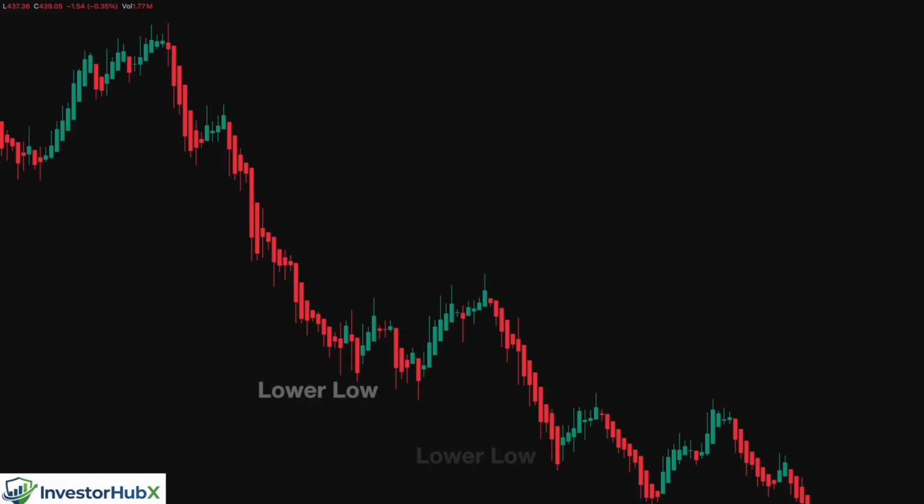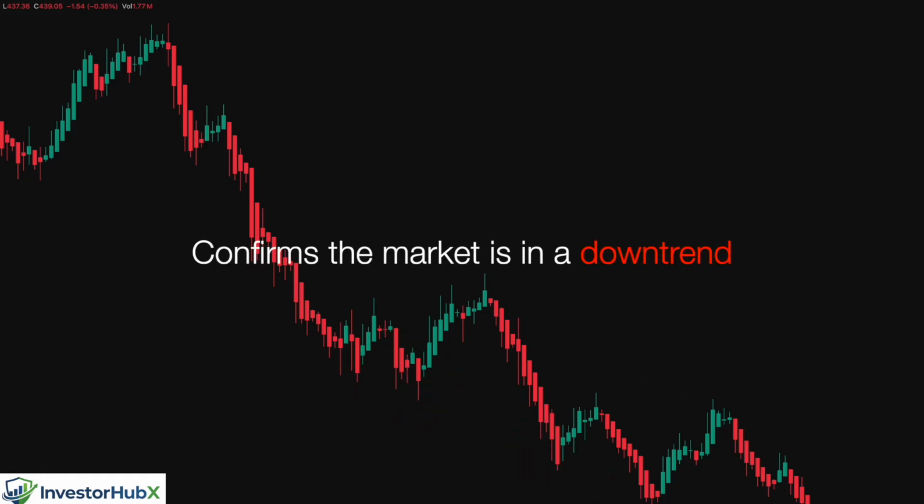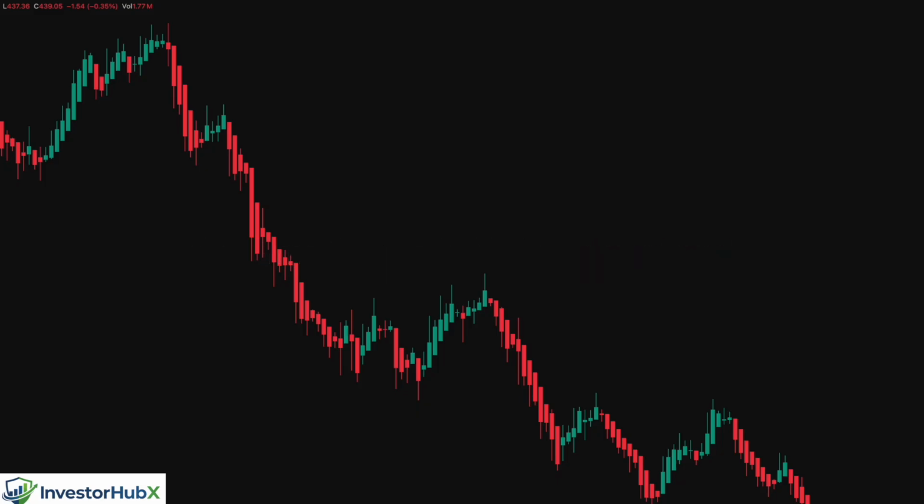When price consistently prints lower highs and lower lows, it confirms that the market is in a downtrend and that bearish momentum is dominant. This is the defining structure of a bear market.